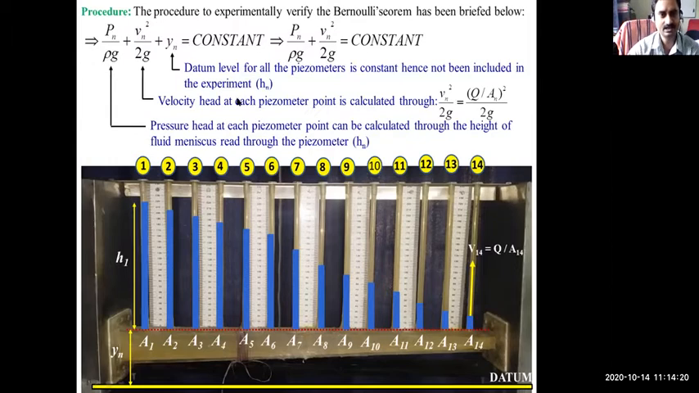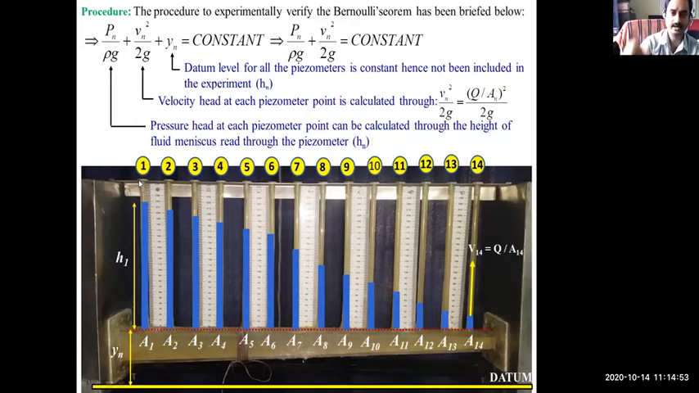The gist is that we are not calculating the datum head because it is constant for all. We are just concerned with the pressure head and velocity head at all the piezometric points. That means we have to calculate it for the 14 piezometric points. Now, how do we get the pressure head at each piezometric point? Simply measure the height of the meniscus. That height indicates the pressure head. That is one input from the experiment. You note it down. Then for the second input, you take the velocity head at each piezometric point. How will you get that?